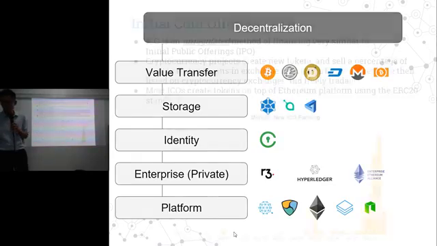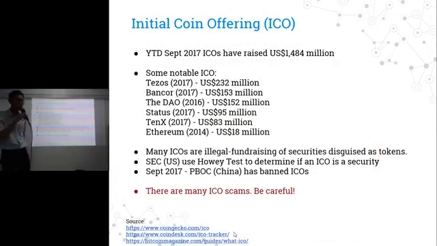So year to date, from January to September 2017, we have seen close to $1.5 billion raised via ICO. It's pretty crazy stuff. Some of the notable ICOs this year have been Tezos, raising $232 million, Bancor, $153 million, the DAO, $152 million. It's very interesting, the DAO. We'll touch on it sometime later if we have time. This was the reason why Ethereum split into Ethereum and Ethereum Classic. Status raised $95 million.